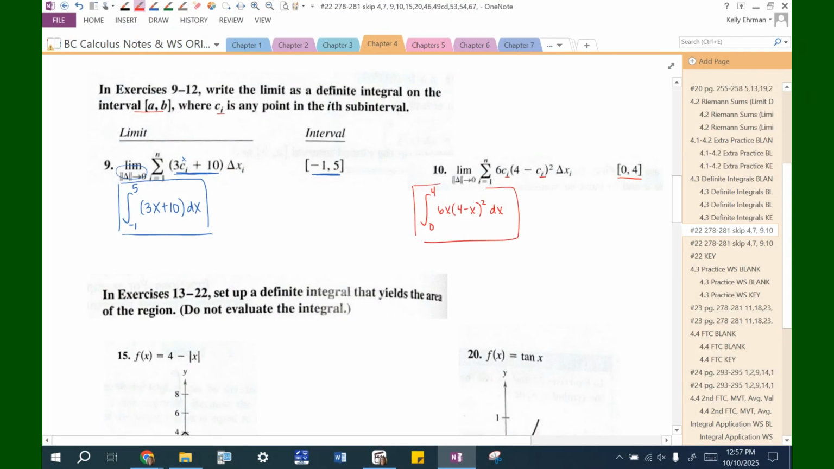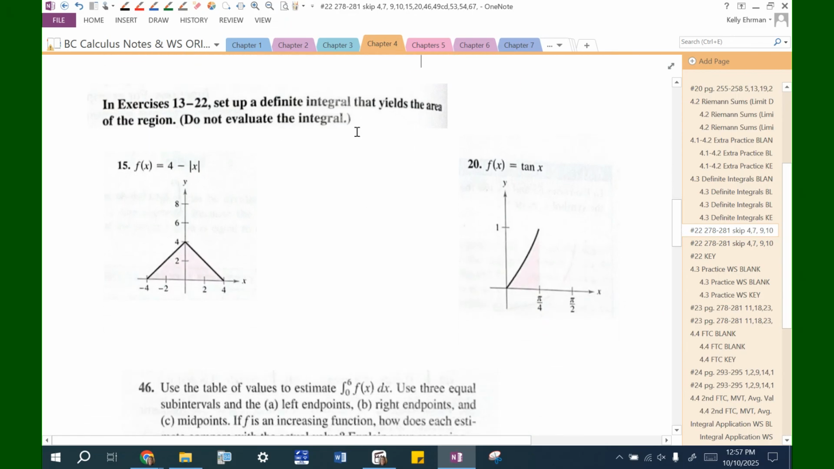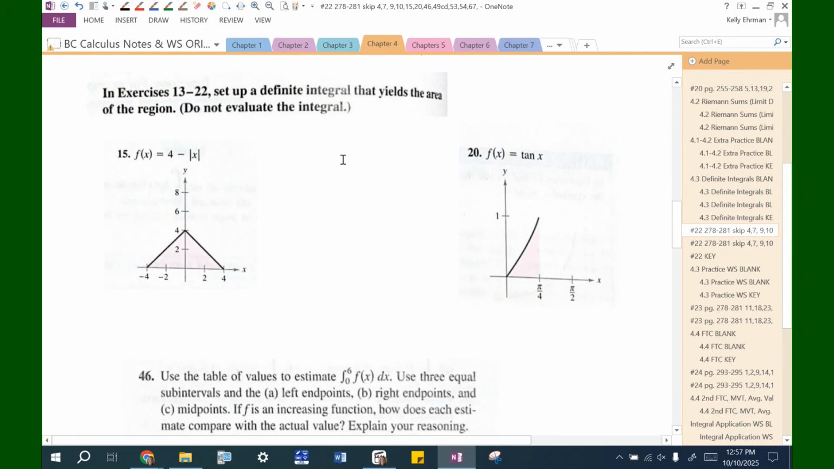You don't get credit for an integrand if you don't write dx. All right, set up a definite integral that yields the area of the region. Do not evaluate the integral.